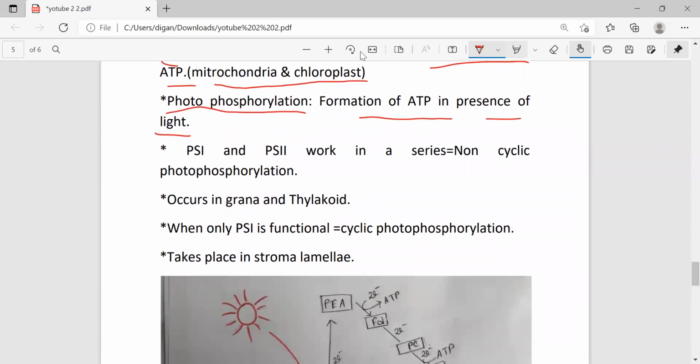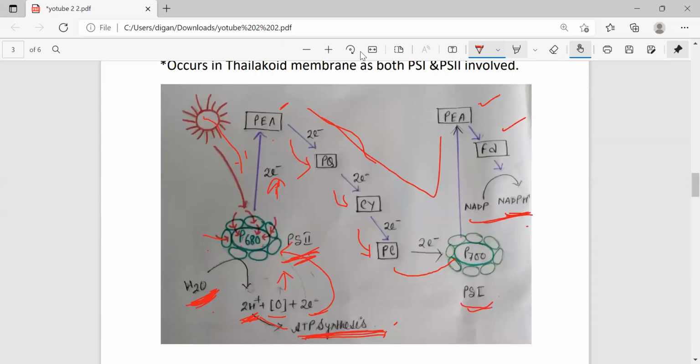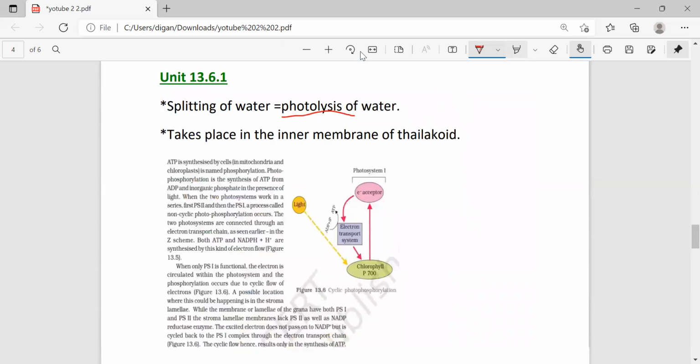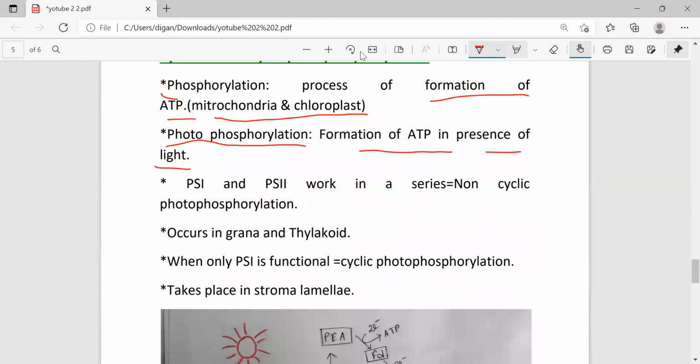Then photosystem 1 and photosystem 2 working in a series is equal to non-cyclic photophosphorylation. It means in non-cyclic photophosphorylation, both photosystem 2 and photosystem 1 are involved in a series. That's why it is non-cyclic photophosphorylation. But when only photosystem 1 is functional, then cyclic photophosphorylation takes place. When two photosystems are involved, it is non-cyclic, meaning the electron never comes back.